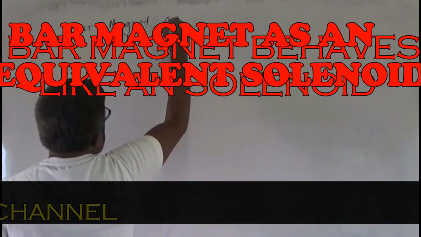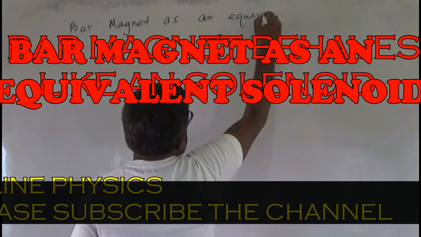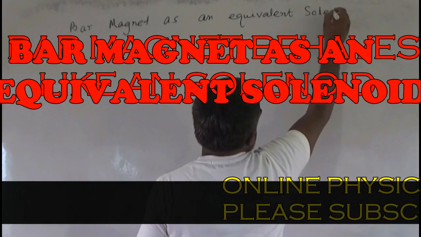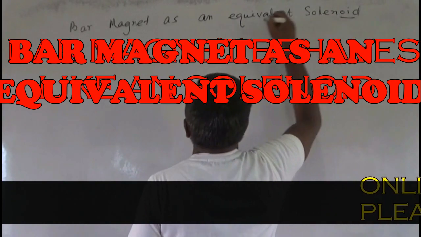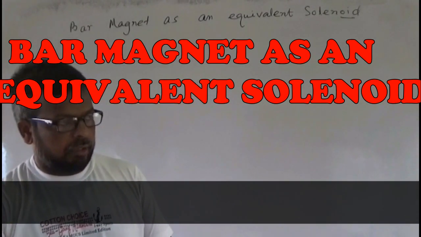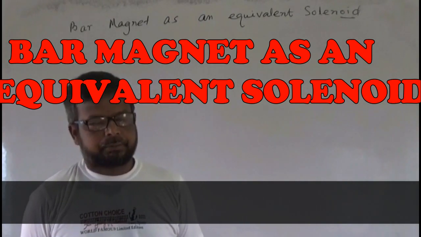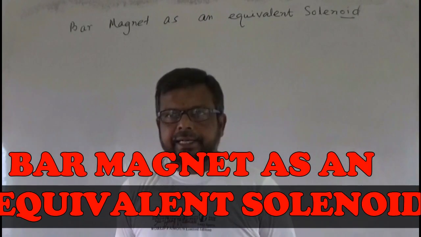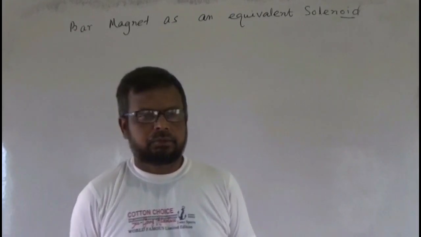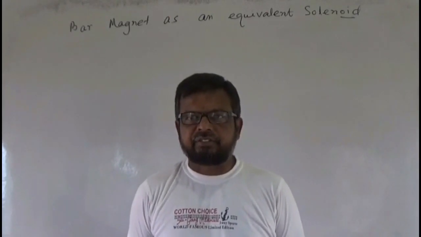Bar magnet as an equivalent solenoid. Actually, we have already studied that these two have the same field lines, right? A current carrying straight solenoid behaves like a bar magnet. This was already shown through the magnetic field lines.